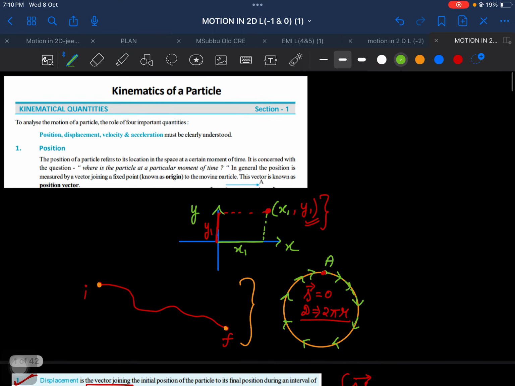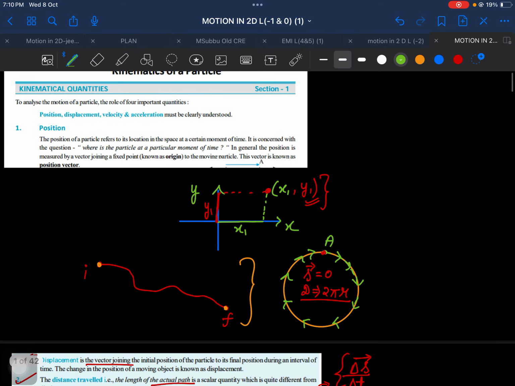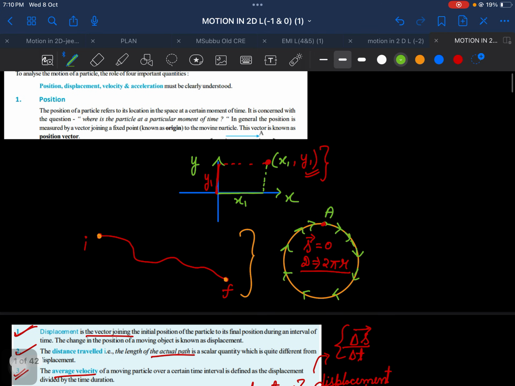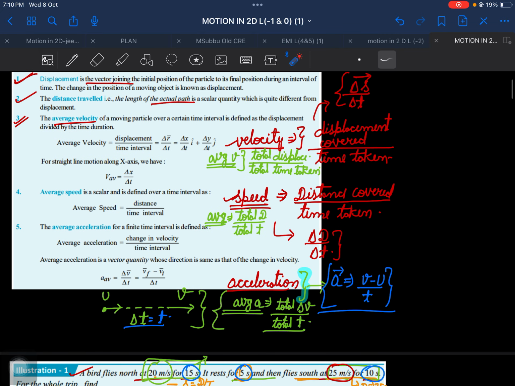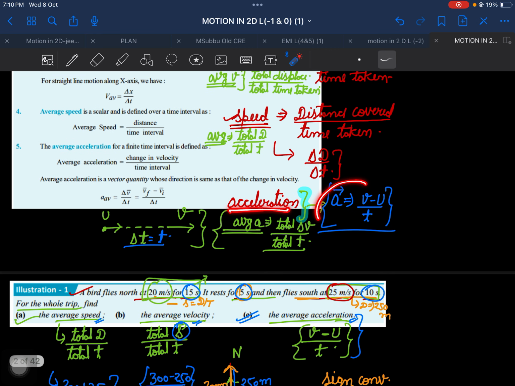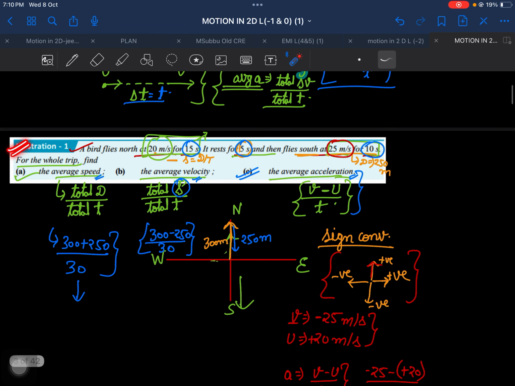In the last lecture, we discussed the basic topics of what is position, what is displacement, what is velocity and what is acceleration. We discussed a lot of basic formulas of velocity: average velocity, speed, average speed, and acceleration, the rate of change of velocity, which means final velocity minus initial velocity divided by time. We also saw one numerical in which we found average speed, average velocity and average acceleration, right students?